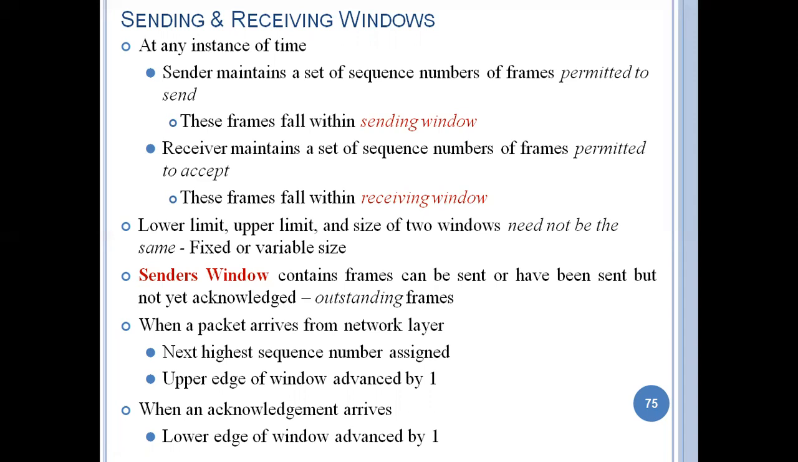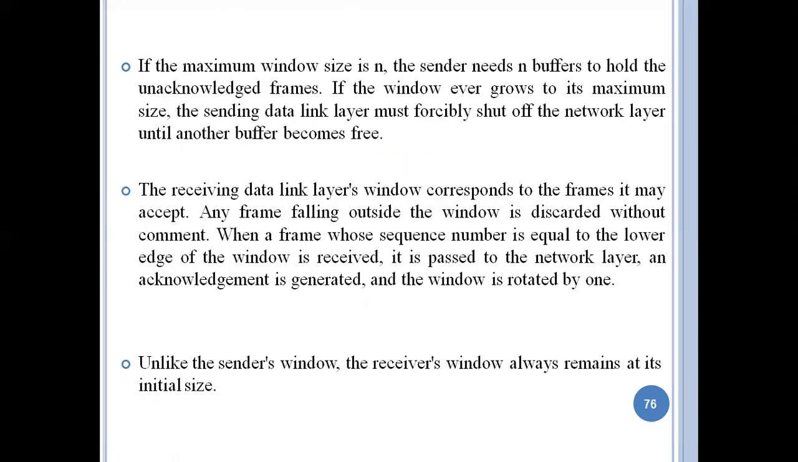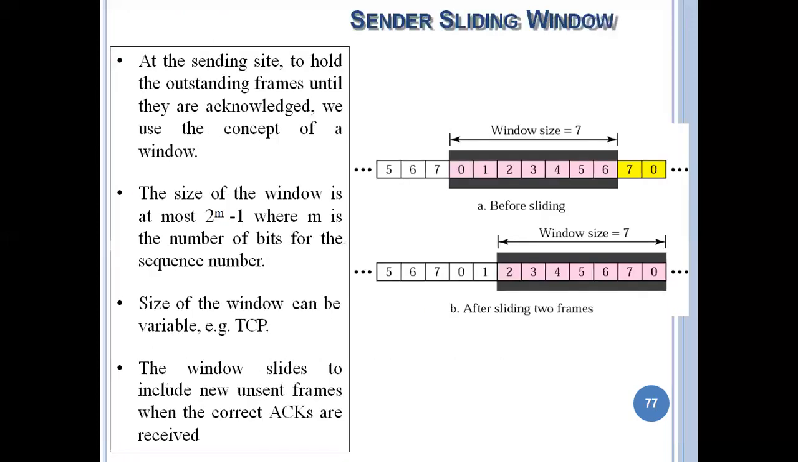When a packet arrives from the network layer, the next highest sequence number is assigned, and the upper edge of the window advances by 1. When the acknowledgement arrives, the lower edge of the window advances by 1. If the maximum window size is n, the sender needs n buffers to hold the unacknowledged frames. I think you understand this topic by observing the lecture notes.